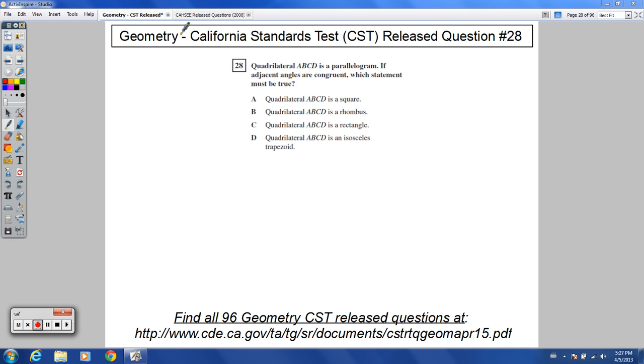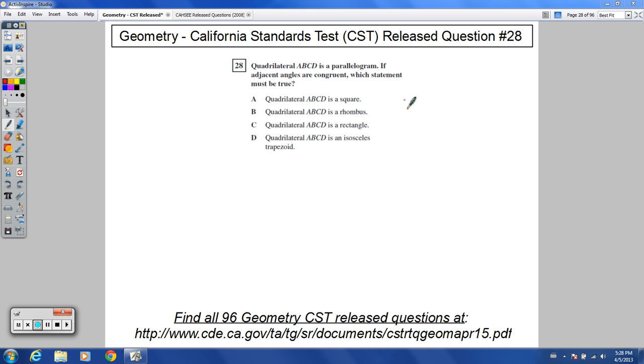This is release question number 28 for the geometry CST release questions. It says that quadrilateral ABCD is a parallelogram, and if adjacent angles, so angles that are right next to each other or come in order, are congruent, which statement must be true?